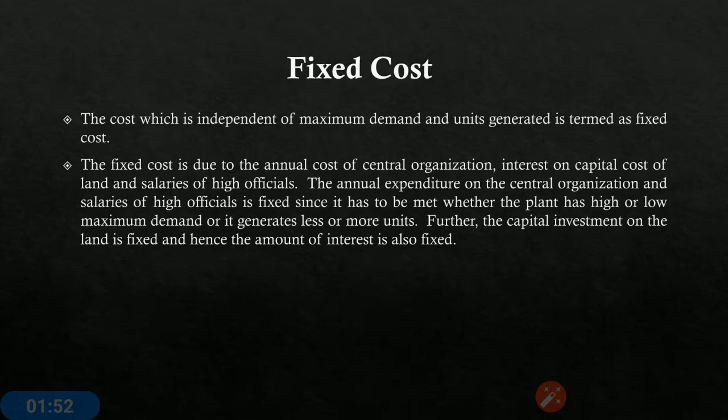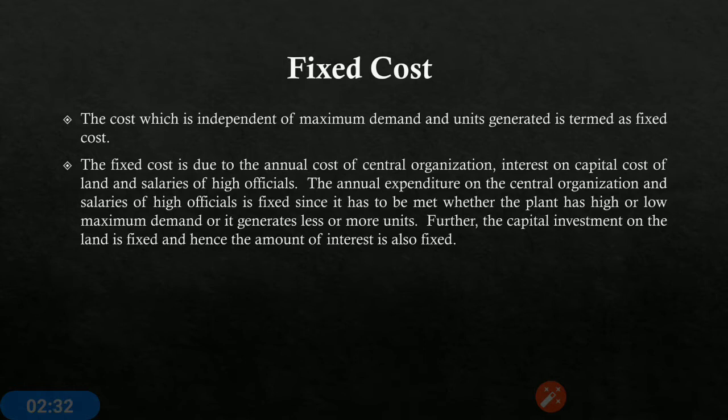So this fixed cost is due to the annual cost of central organization, interest on the capital cost, and salaries of high officials. The annual expenditure on the central organization and the salaries of high officials is fixed. The capital investment on the land is fixed, and hence the amount of interest is also fixed. Right? So the fixed cost is due to the annual cost of central organization, and interest on the capital cost of land, whether the plant generates or not.